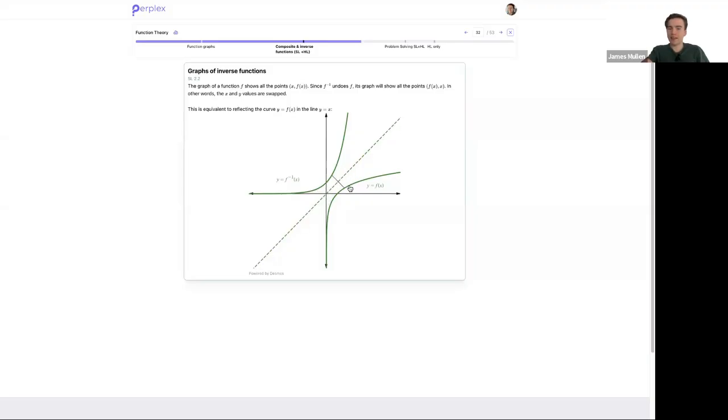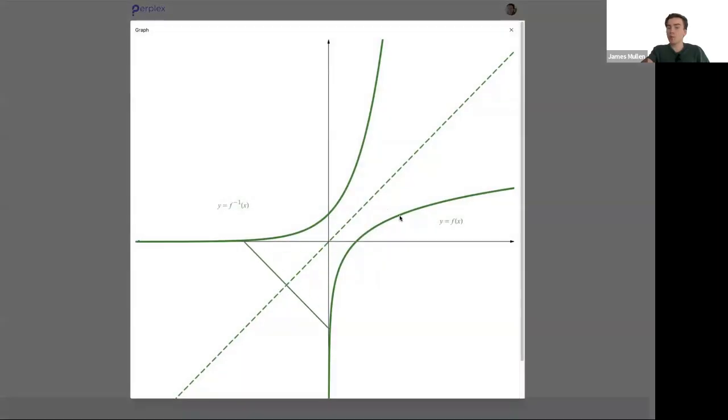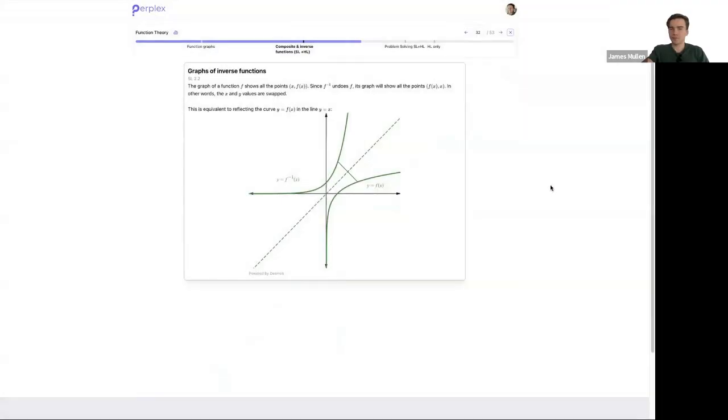Because if I take, let's say, 3, 1, which is about here, and I swap the x and y coordinates, I'm going to get 1, 3, which is approximately here. And you can see this diagonal line that's showing you the direct map between the inputs and outputs and the outputs and inputs, essentially the relationship between the points and the corresponding point on the inverse function.